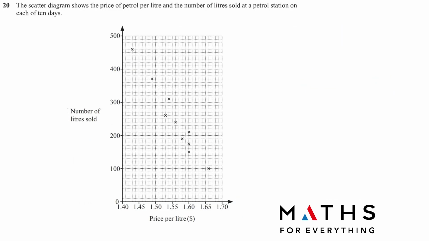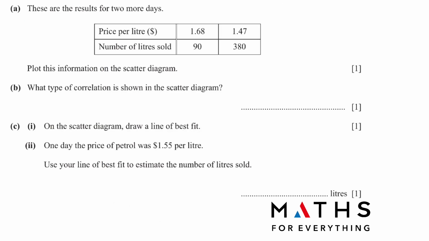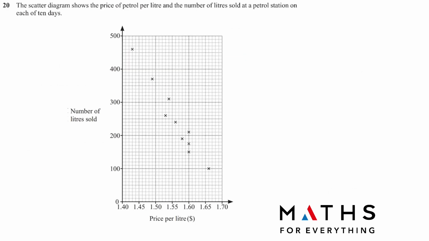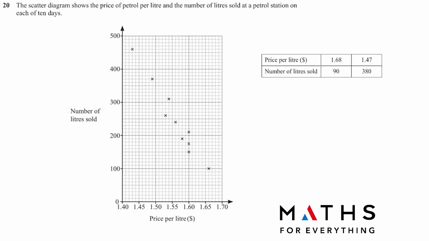We have been given a scatter diagram that shows the price of petrol per liter. Here is the price per liter and the number of liters sold at a petrol station on each of 10 days. The results for 2 more days are given to us. We have to plot this information on the scatter diagram. So these are the 2 points we have to plot. Price per liter is here and number of liters sold is here.